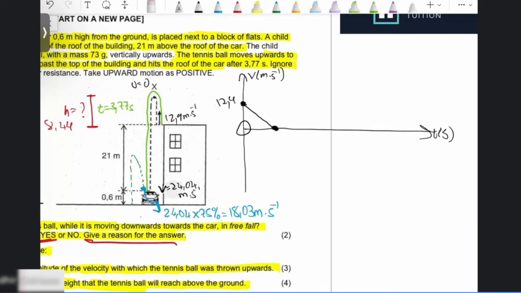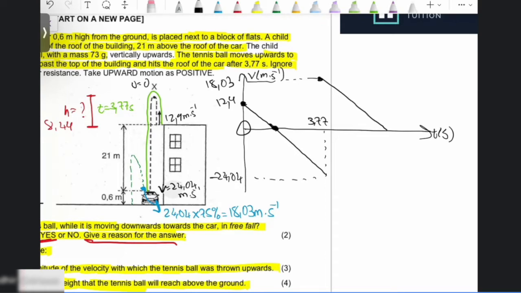But we know that for us to go to this velocity of 24.04, which is basically a negative 24.04, it takes us a total of 3.77 seconds. And then what they tell us is we obviously bounce back up. We bounced back up at that 18.03. So we bounced back up at a velocity of 18.03 until we reach a maximum height again.